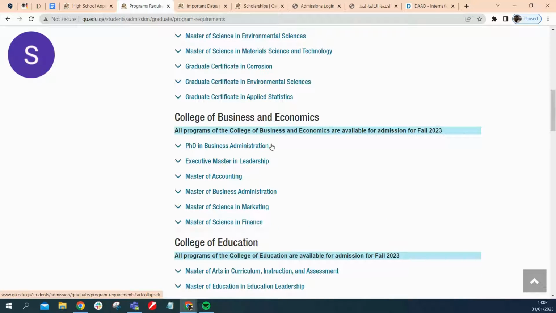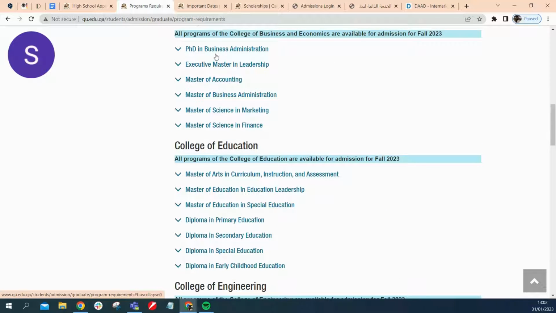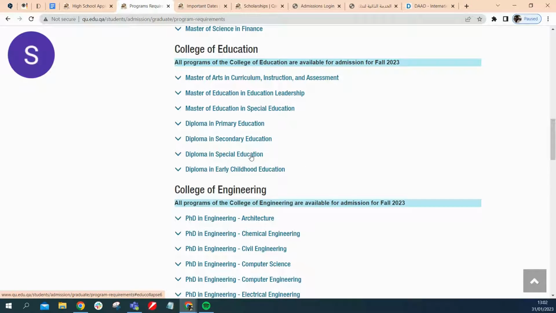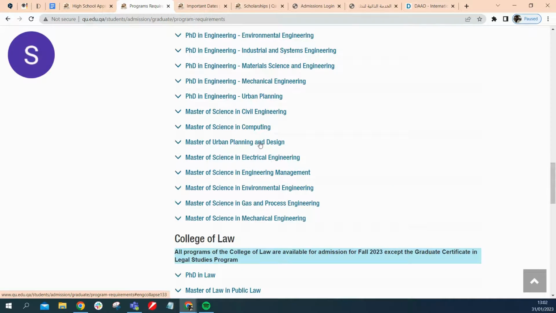you could just come over here, click on each of them, and it directs you. You see what each college or department requires for your studies.